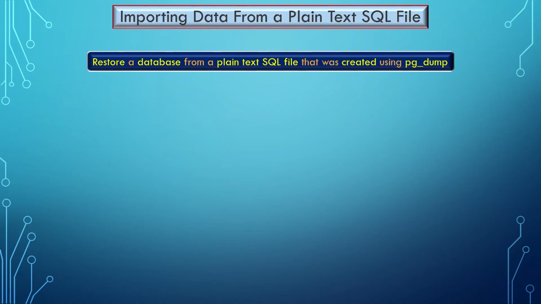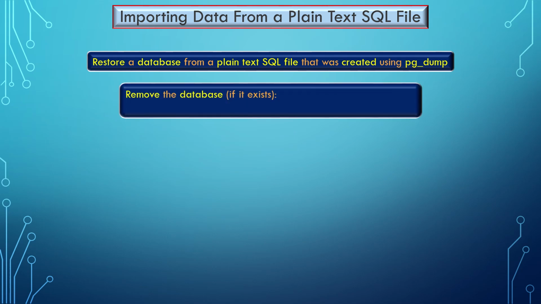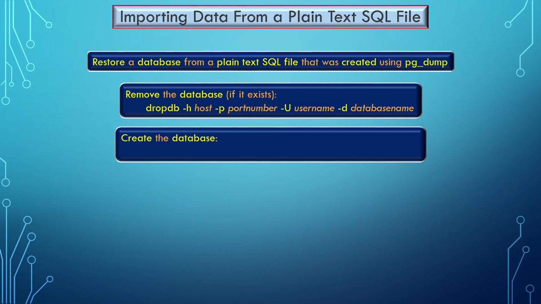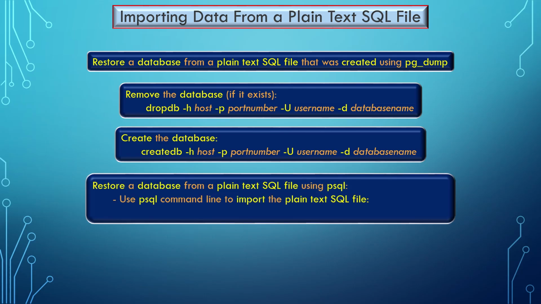Next, we will take a look at the steps on how to restore a database from a plain text SQL file that was created using pg_dump. First, we will remove the database using the dropdb command with the following command line options. Then we will create the database using the createdb command with the following command line options. Then we will use the psql command to import the plain text SQL file using the following command line options.